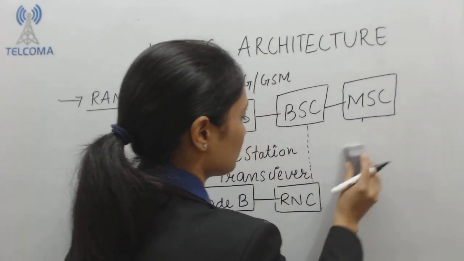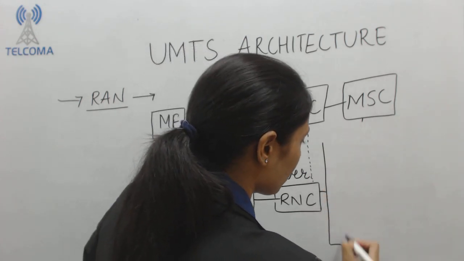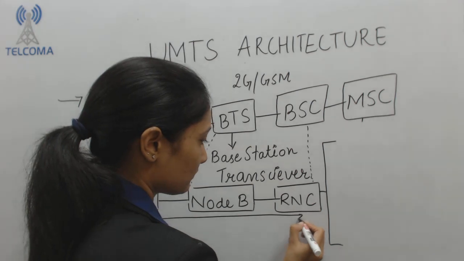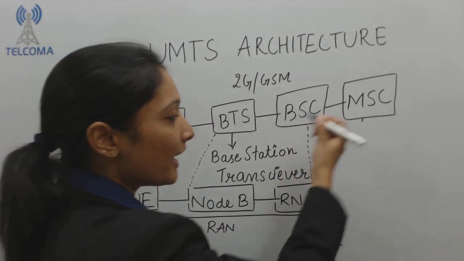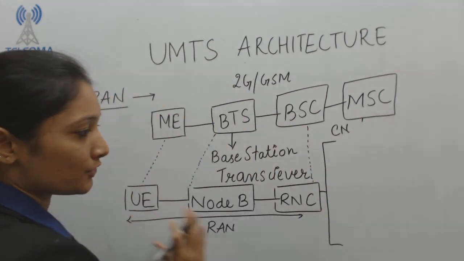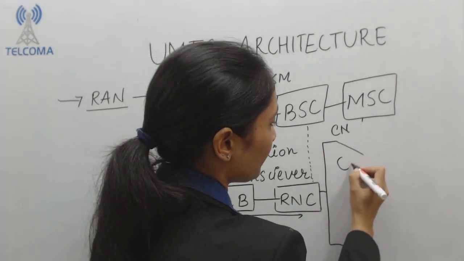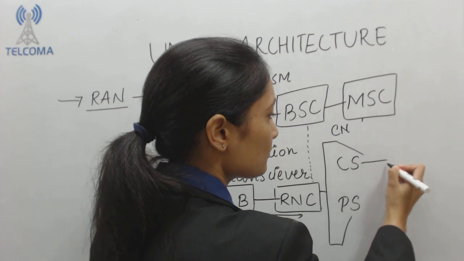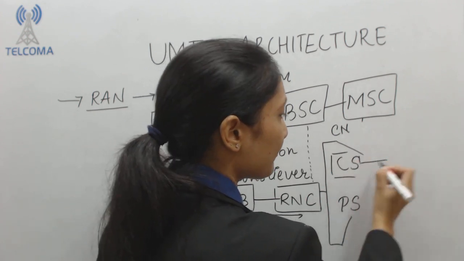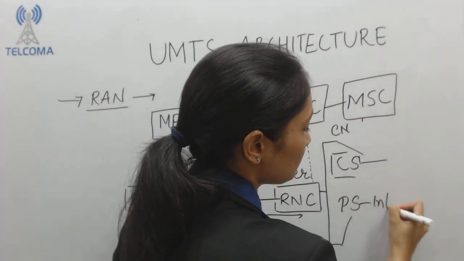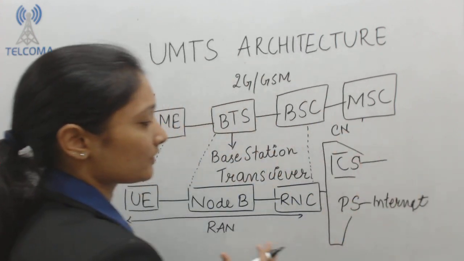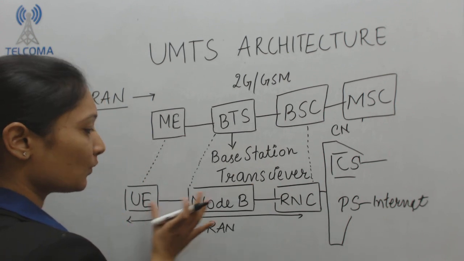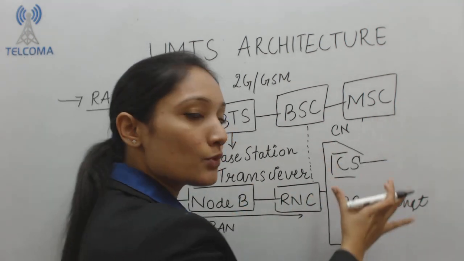Now where do the changes lie in our UMTS network? In the UMTS network, the core network is divided into two parts. All this user equipment, Node B, RNC, is our radio access network. Then we have the core network, which is connected to this portion with the help of the RNC. The core network has a circuit switch domain and a packet switch domain. The circuit switch domain is further connected to the PLMN network, and the packet switch domain is connected to the internet. So here we simply have the flow of mobile equipment, BTS, BSC, MSC, but in our UMTS network we have user equipment, Node B, RNC, and the core network is broadly divided into two different categories.